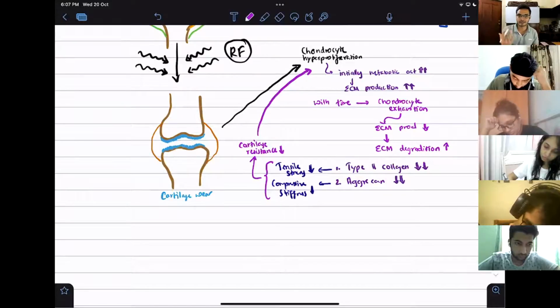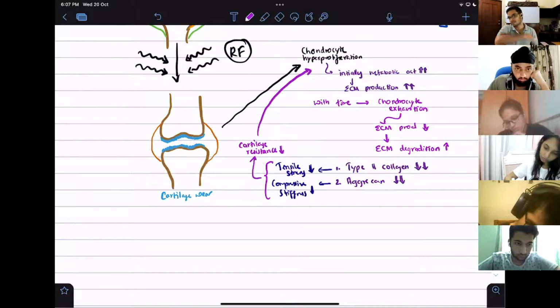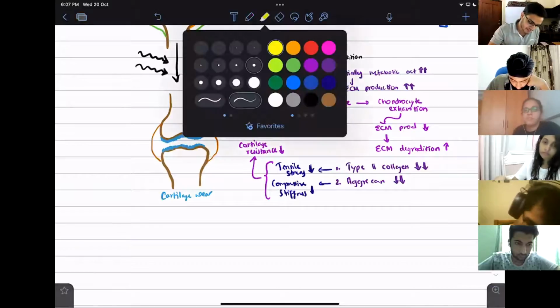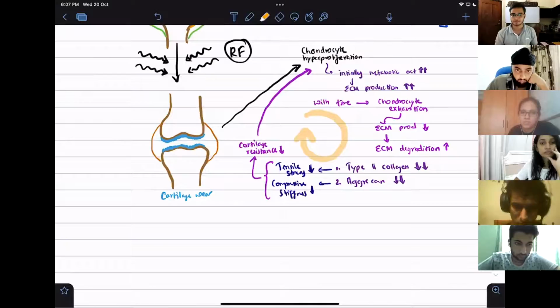The cartilage is getting worn off. Chondrocytes hyperproliferate. They try to produce more ECM. Eventually, they get exhausted, and then collagen and aggrecan reduce. Again, further weakening of the cartilage. Again, the lower layers of chondrocytes will hyperproliferate. So this continues like a cycle, guys.